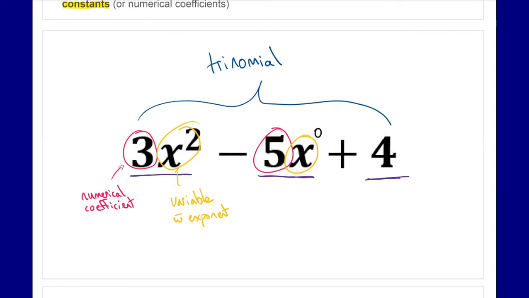And then lastly, we have just a 4, or a numerical coefficient. However, there is no variable, so we could classify this as a constant. So a constant is just a number on its own. There's no variable here. So again, you can see the different combinations that you may find when looking at polynomials.